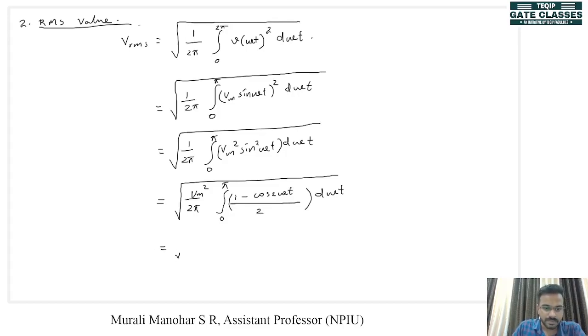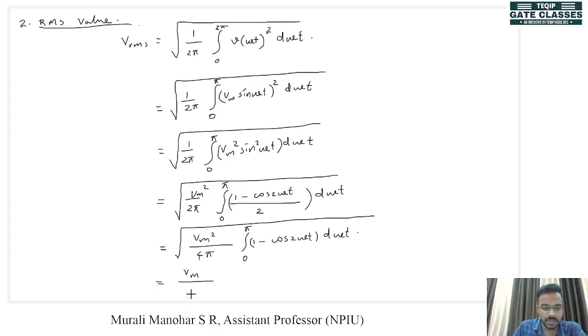Now this is equal to root of Vm square divided by 4 pi, I am taking 2 outside, then integral 0 to pi 1 minus cos 2 omega t d omega t. Now I can take this Vm square out of the root, and it becomes Vm, and this 4 out of the root becomes 2, into root of 1 by pi.